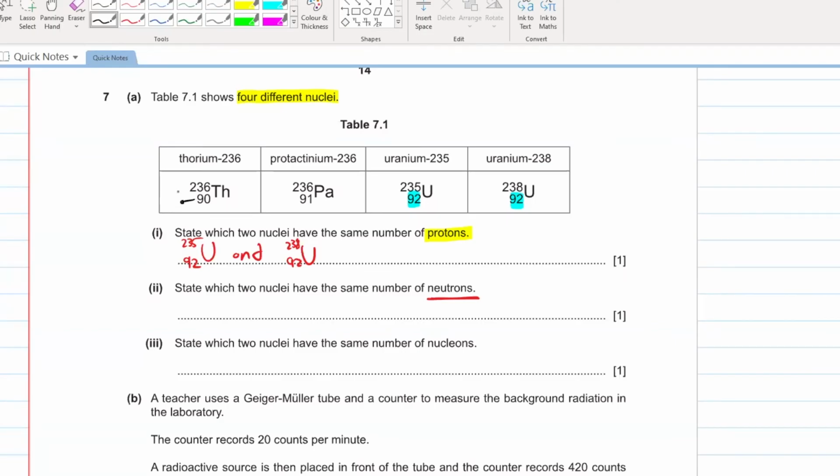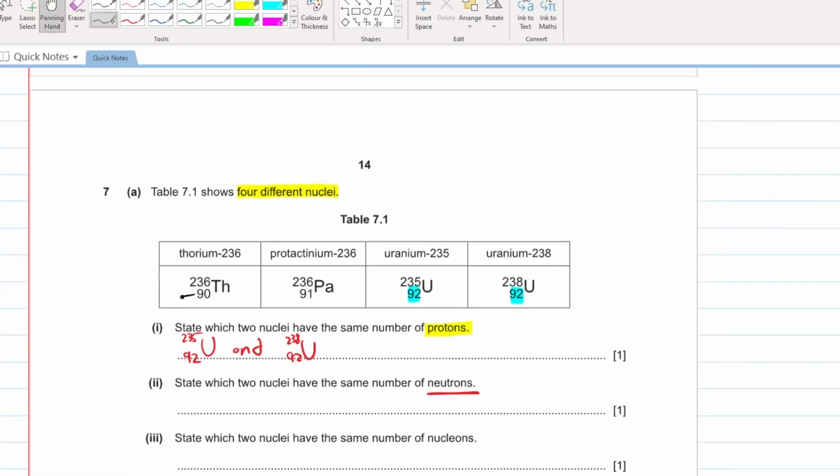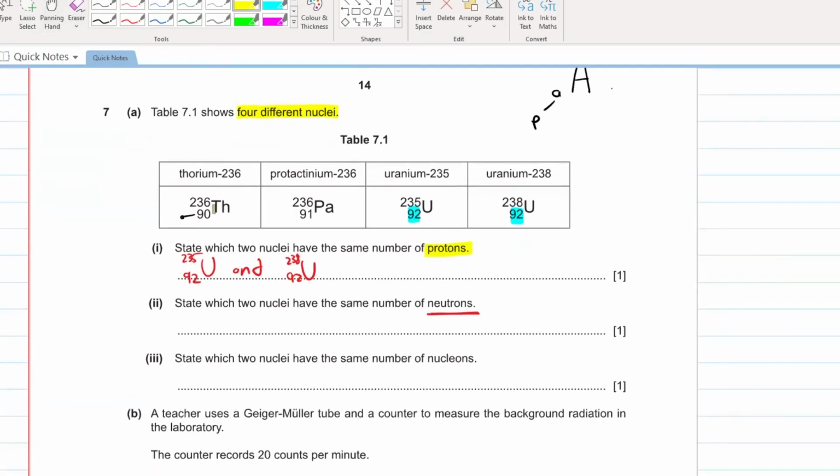This is the proton number. Now, let me revise it here. If this is an element, the number at the bottom is your proton number, and the number at the top is the proton number plus neutrons. You can write either the symbol or the full name, it doesn't matter, both will be correct. So, if you have an element A, the number at the bottom will be the number of protons. The number at the top will be neutrons plus protons.